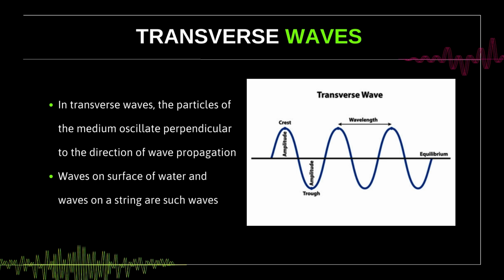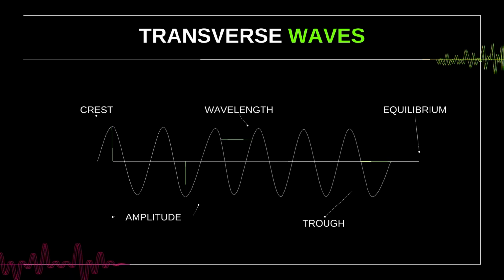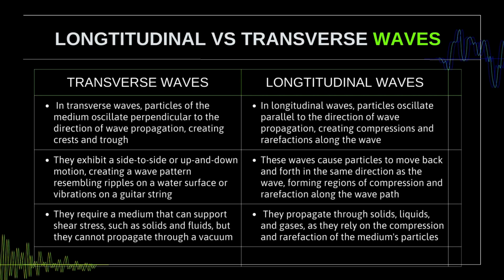The transverse waves. In the transverse waves, the particles of the medium move perpendicular to the direction of the propagation of the wave. Waves formed in the surface of water and strings are common examples. This is a pictorial representation that shows the crest, the wavelength, the amplitude, the equilibrium, and the trough of the transverse wave.